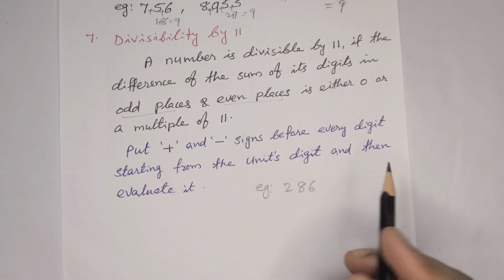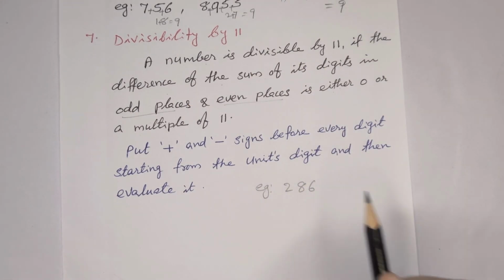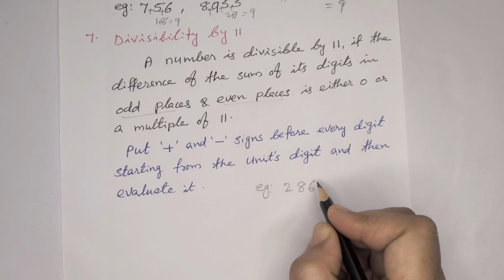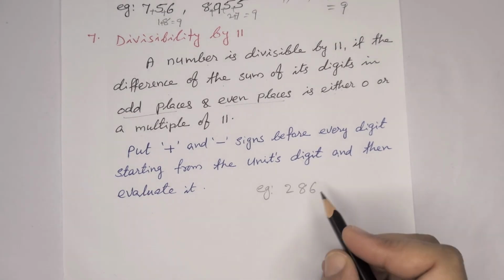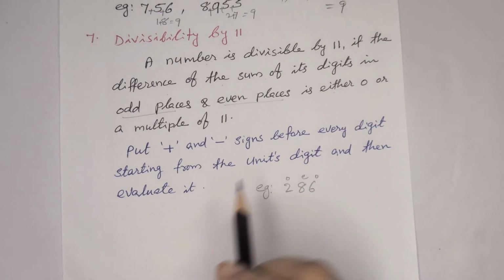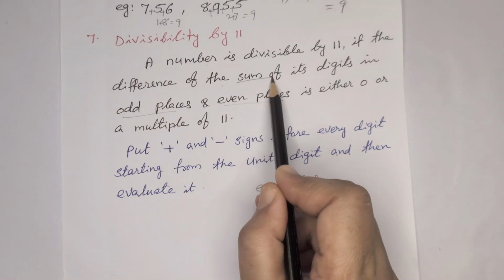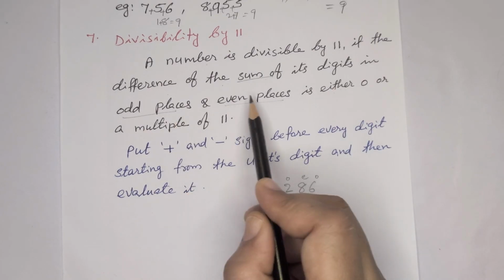286. So first you have to mark the digits odd, even, the same way. Starting from the unit place, that is odd, even, once odd place, even place, odd, the same way. Then find the sum of its digits in odd places and even places.